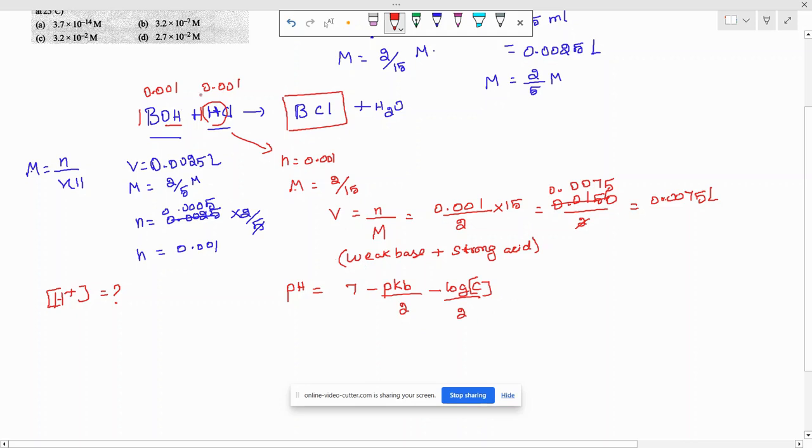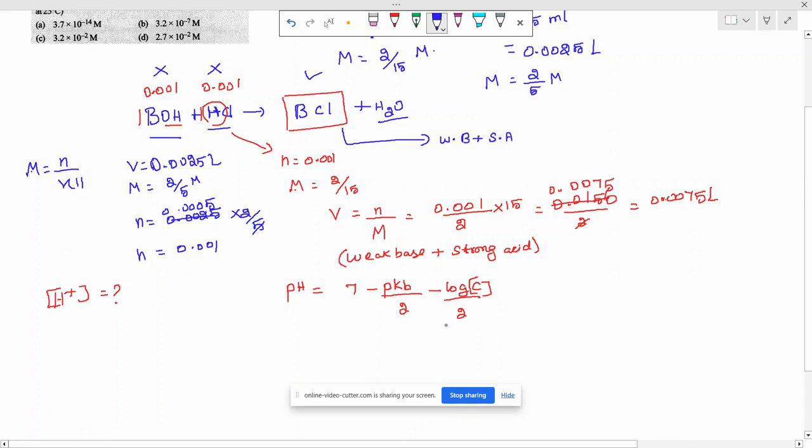Here the acid has been used completely. So acid will not be there at the end point. BOH will also not be there at the end point. Only the water and BCl will be there at the end point. BCl is the salt which is formed by the combination of weak base and strong acid.